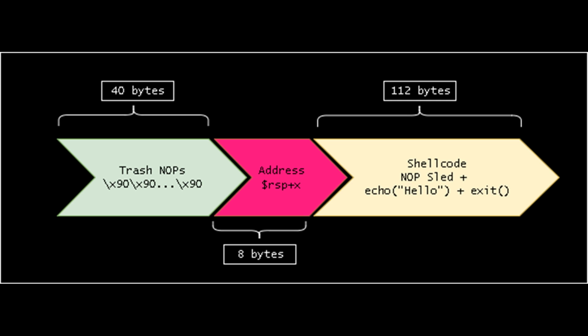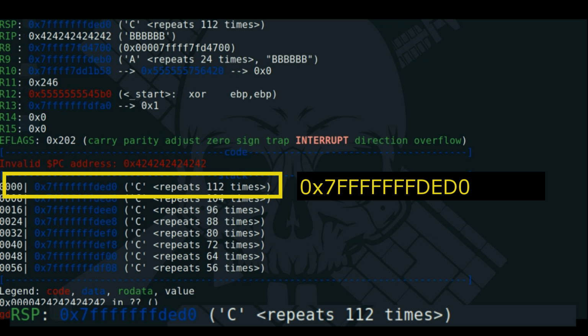Anyway, for now, we know we need to place our shellcode where the C's are in memory. And we already obtained this address in PEDA earlier. So if you go back a little bit earlier when we tried to run our previous test payload, you'll notice that the string of 112 C's starts at address 7FFFFFFFDED0. So the only thing we need to do at this point is to include this address as our jump into our shellcode.